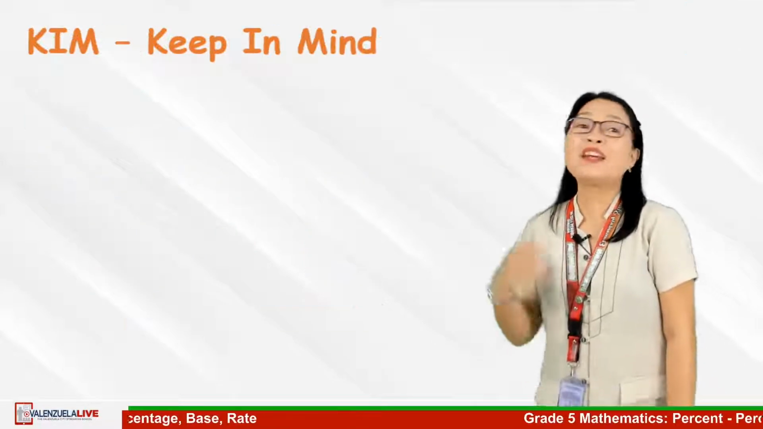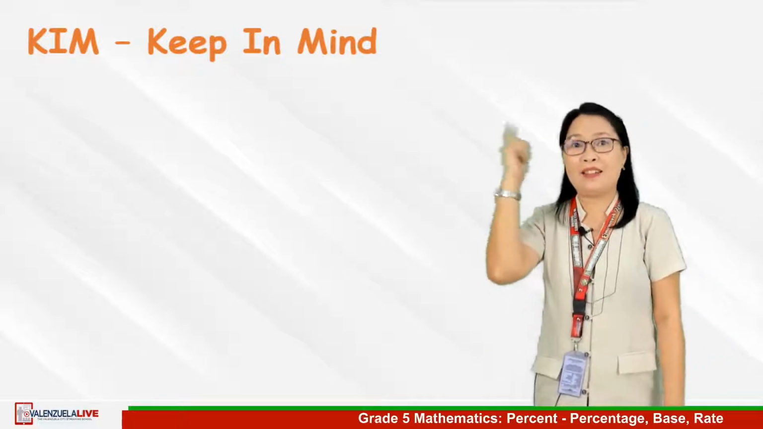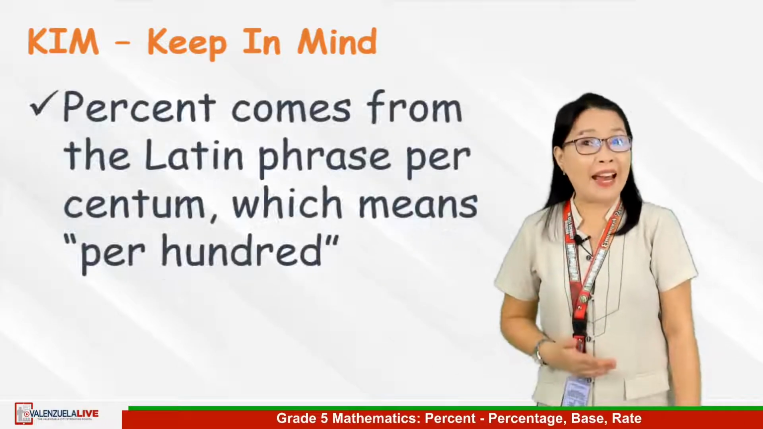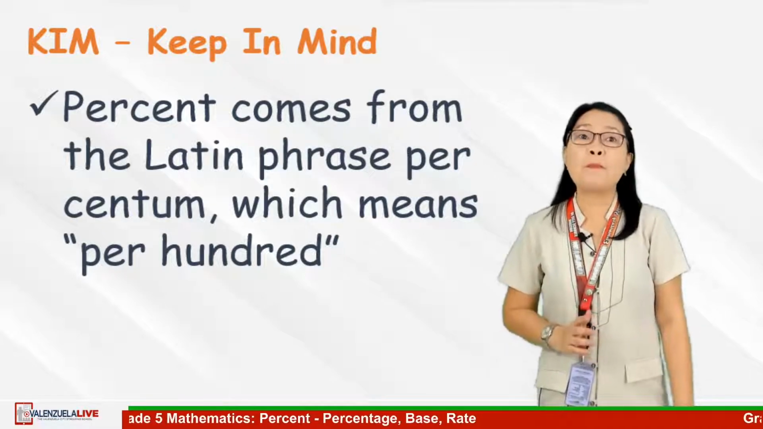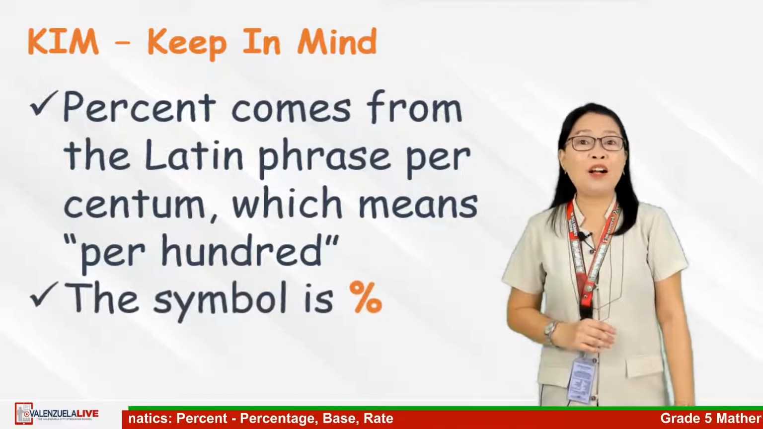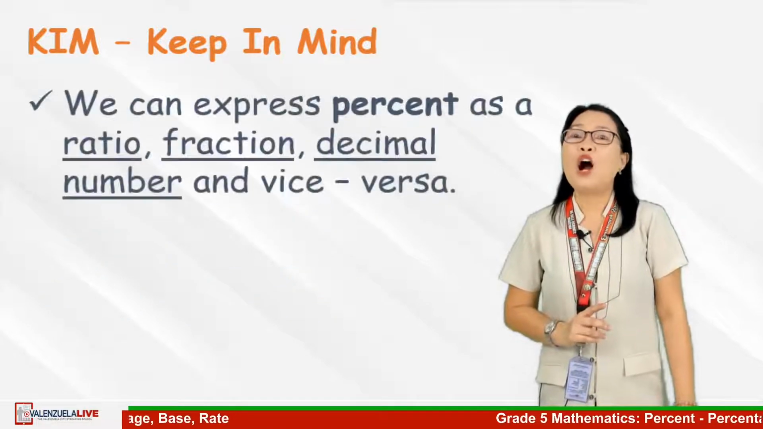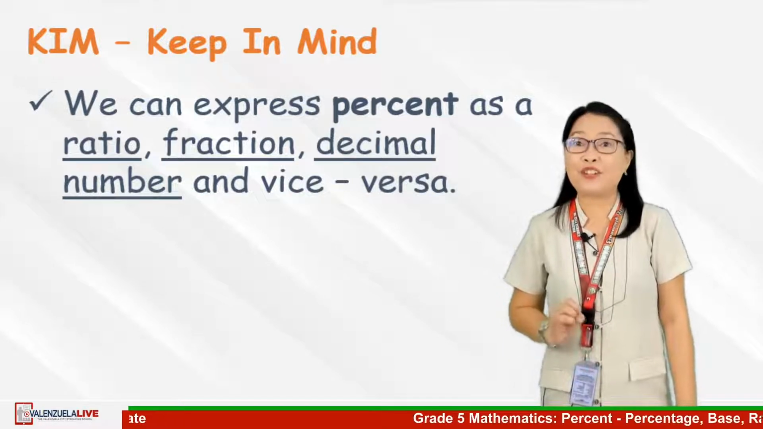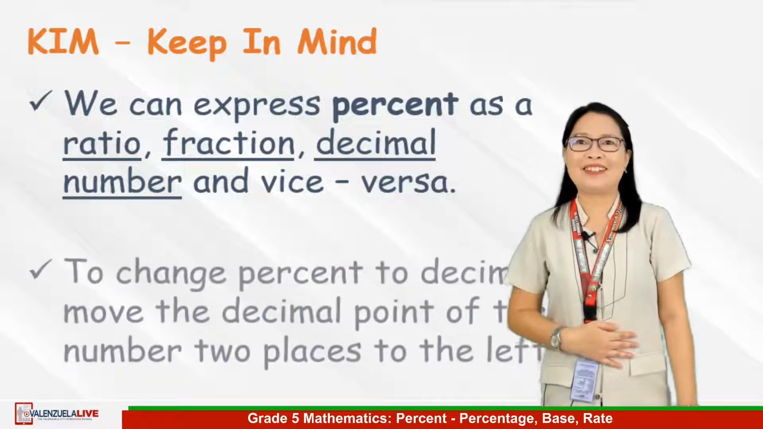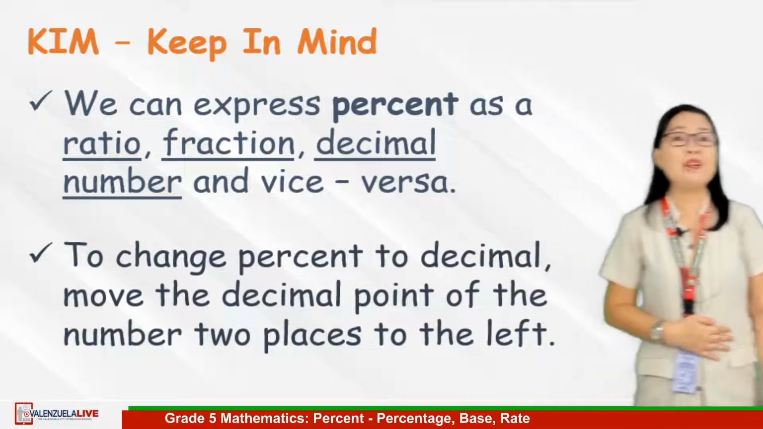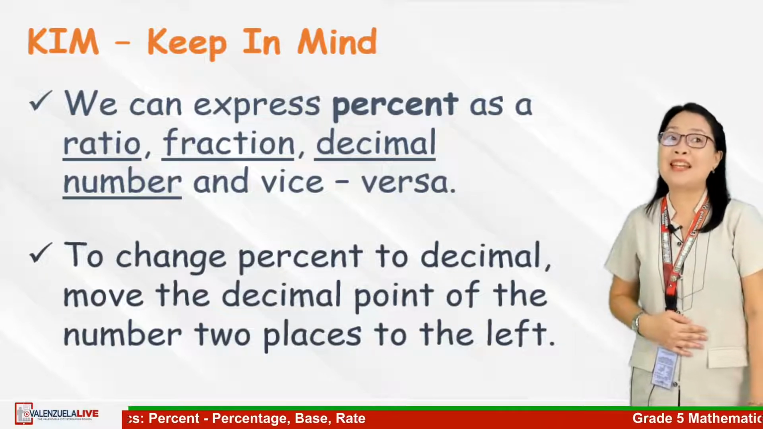Now, remember this. Remember our acronym, KIM. Keep in mind. Percent comes from the Latin phrase per centum, which means per hundred. The symbol is the percent sign. We can express percent as a ratio, fraction, decimal number, and vice versa. To change percent to decimal, move the decimal point of the number 2 places to the left.